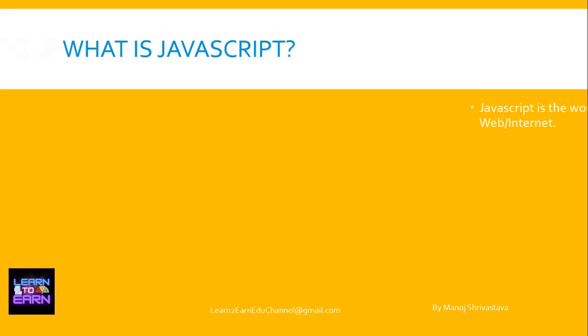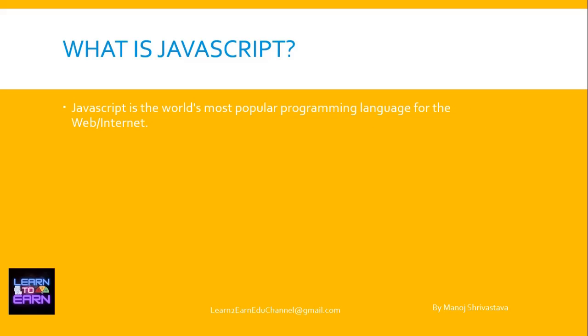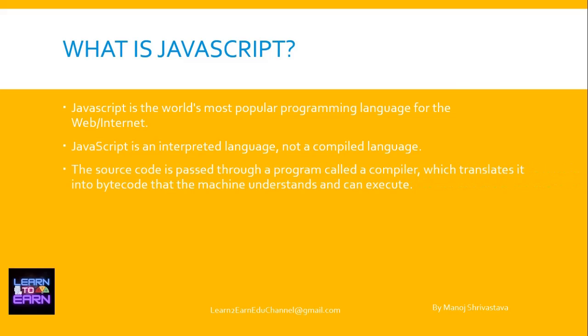So we'll start with what is JavaScript. JavaScript is the world's most popular programming language for the web or for the internet. JavaScript is an interpreted language and not a compiled language. The source code is passed through a program called a compiler, which translates it into bytecode, then the machine understands and can execute.